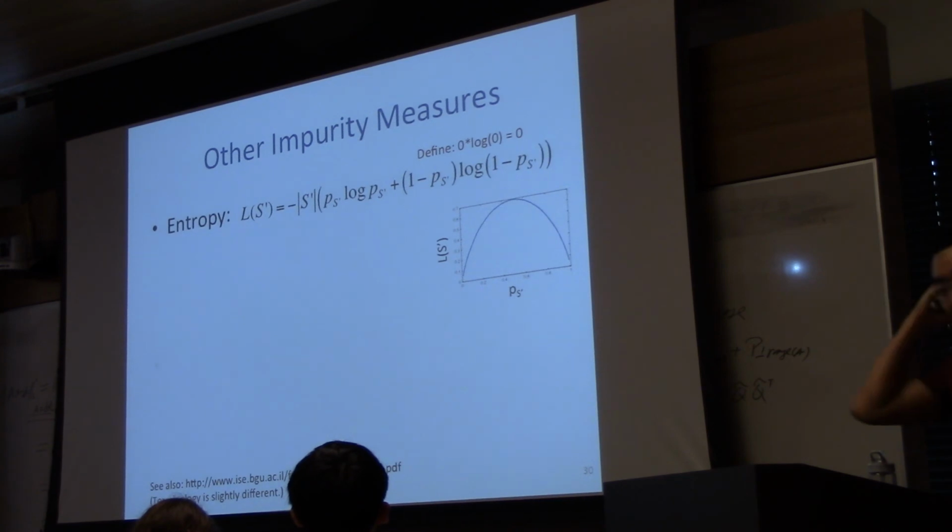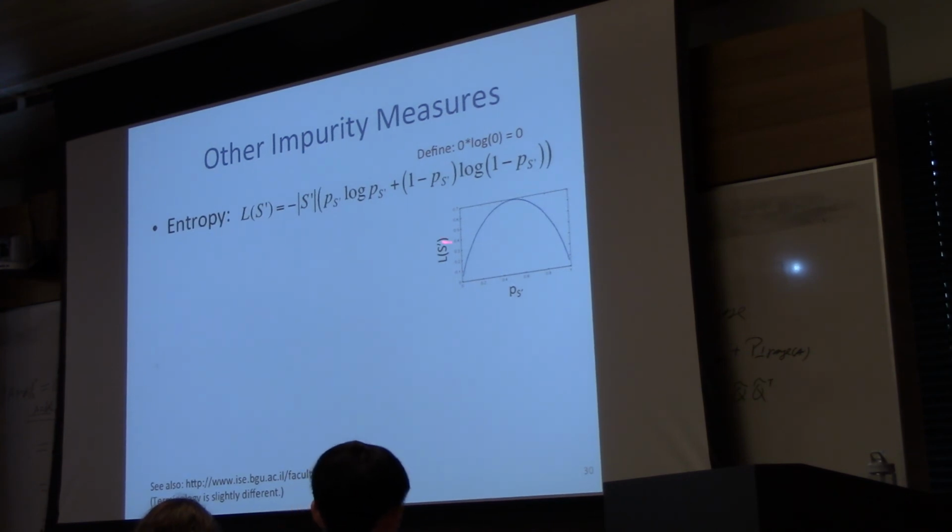So Bernoulli variance is not the only measure of impurity. Another one is called entropy, which is a measure of how much information is encoded in a probability distribution. In this case, the probability distribution is simply the distribution of positive versus negative examples within a training subset, and it's defined by this equation. And it looks like this if you were to plot it.